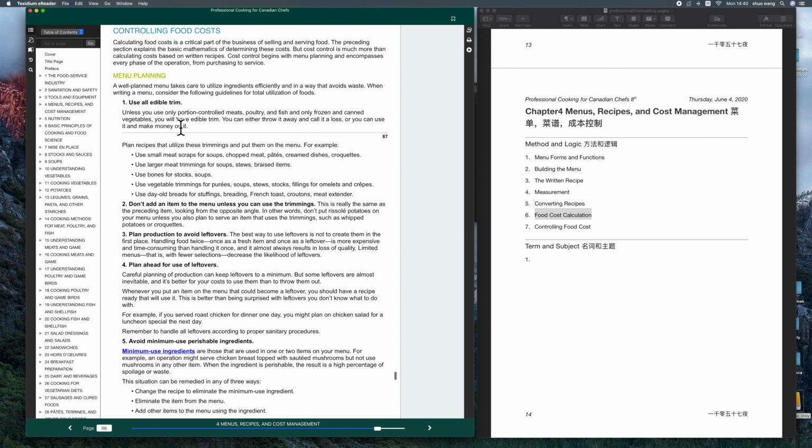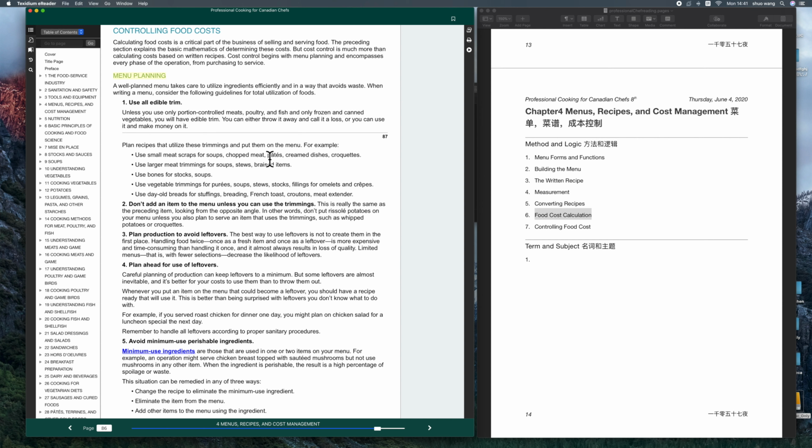Menu planning: a well-planned menu takes care to utilize ingredients efficiently and in a way that avoids waste. When writing a menu, consider the following guidelines for a total utilization of foods. 1. Use all edible trim. Unless you use only portion-controlled meat, poultry and fish, and only frozen and canned vegetables, you will have edible trim. You can either throw it away and call it a loss, or you can use it and make money on it. Plan recipes that utilize these trimmings and put them on the menu.